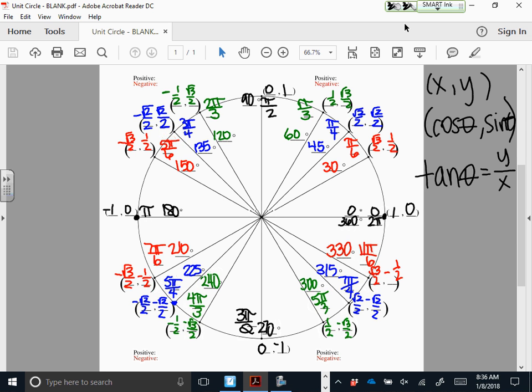Now, what about our reciprocal functions? Well, that's what they are, they're reciprocals, right? How do we evaluate the cosecant? We take the reciprocal of what? Sine. So we just take the reciprocal of the y coordinate. How do we find secant? We take the reciprocal of what? Cosine. So we can just take the reciprocal of the x coordinate. Cotangent is the reciprocal of tangent, which means we can just take y over x and flip it over to x over y.